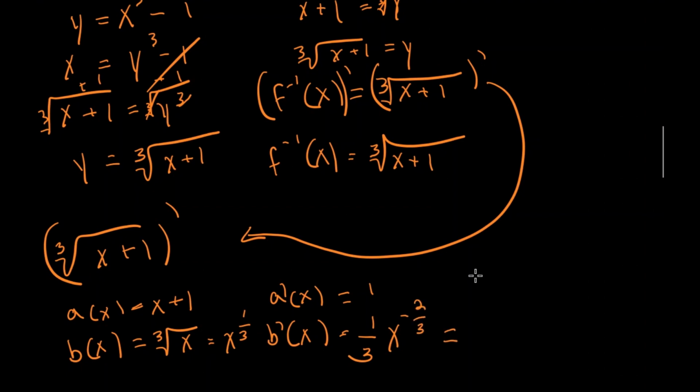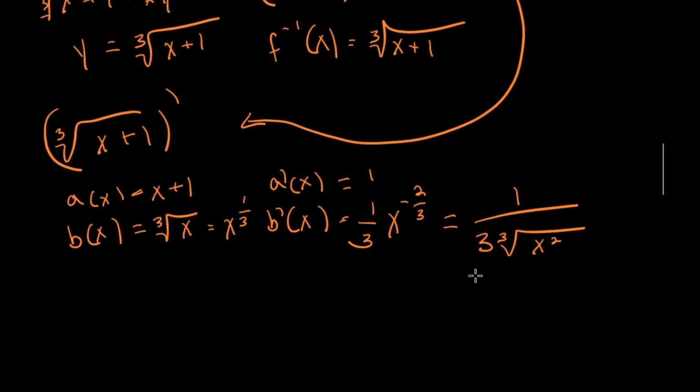And this can be written as 1 over 3 cube root of x squared. Okay, so now that we have this, we know what's our inside and outside and the derivatives to each respectively, we can apply chain rule.